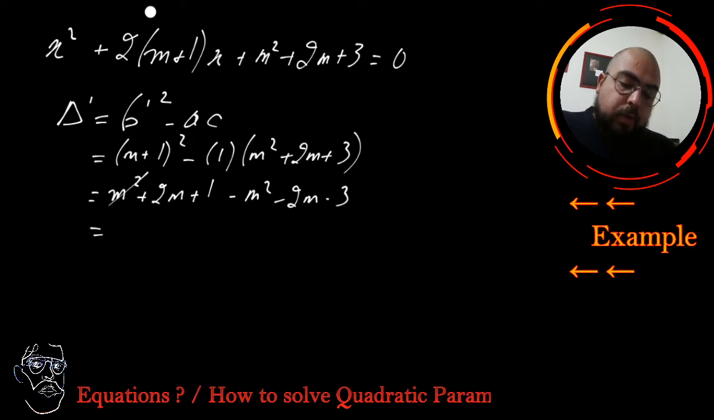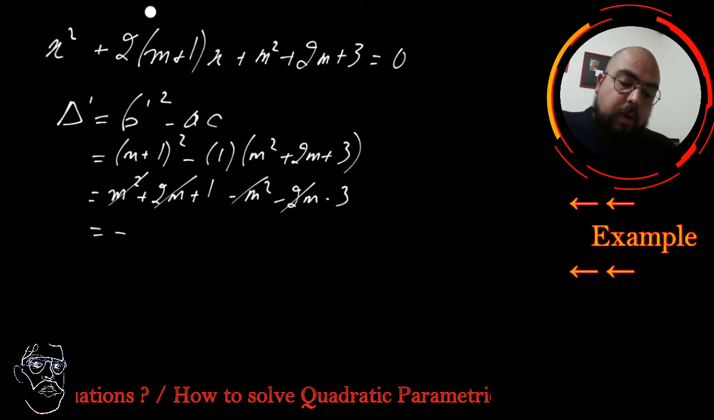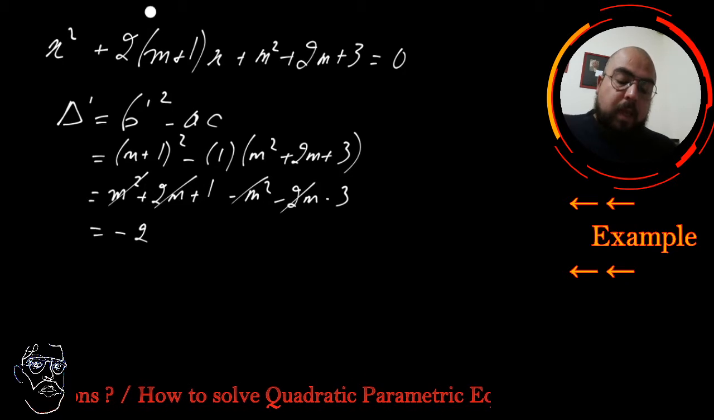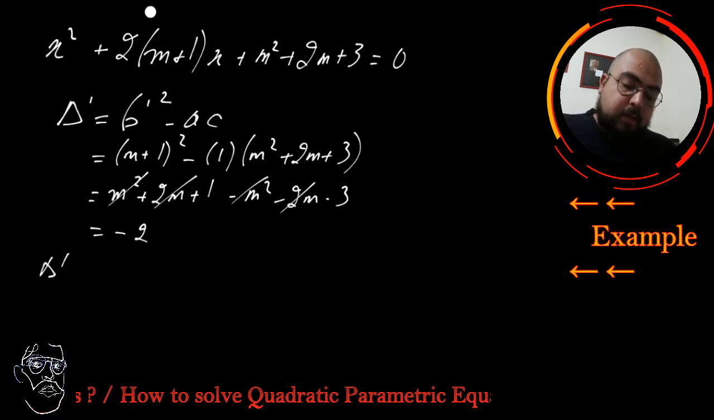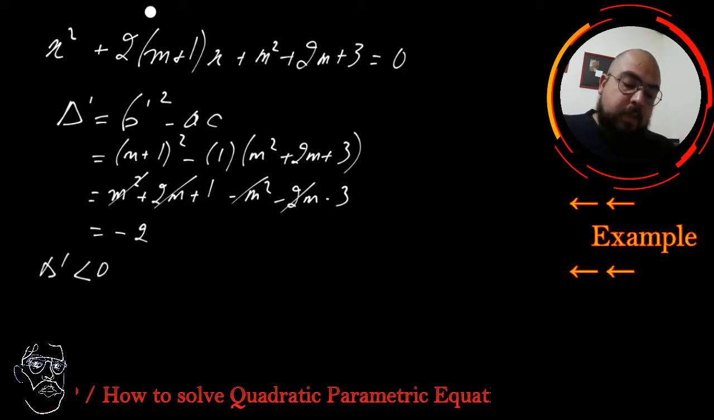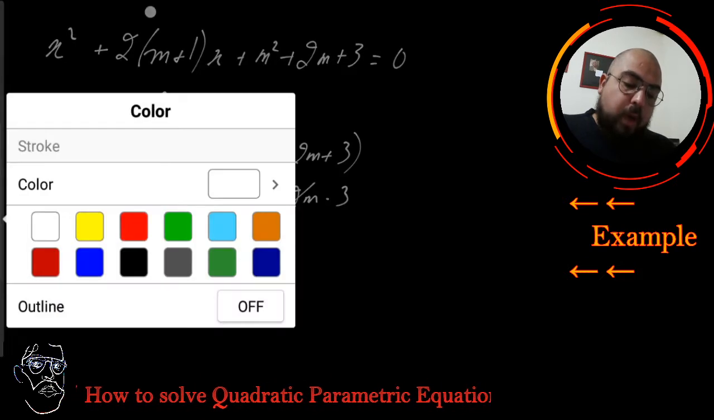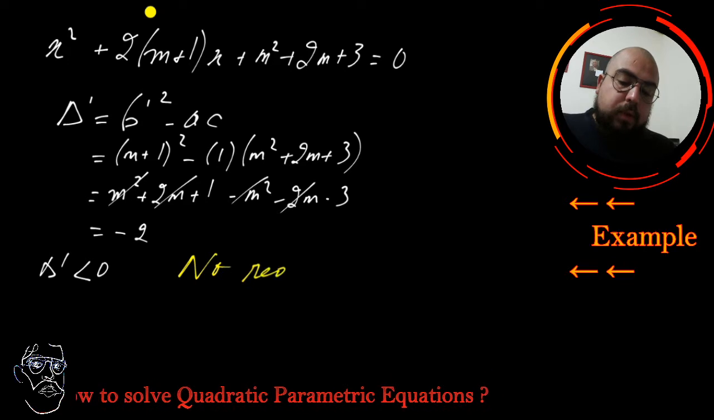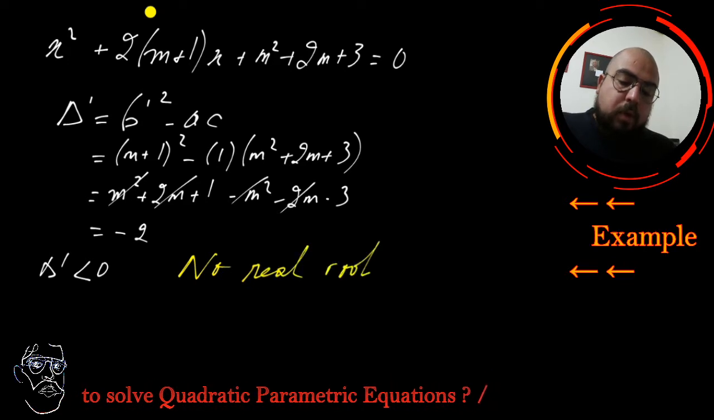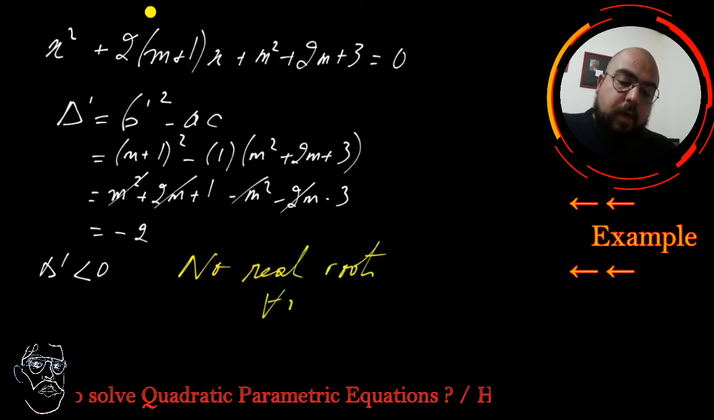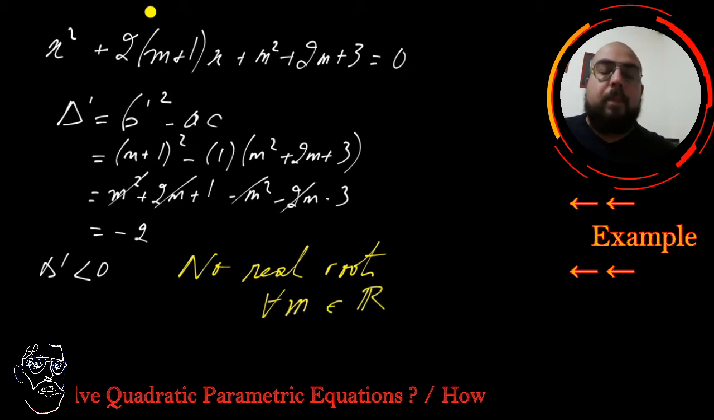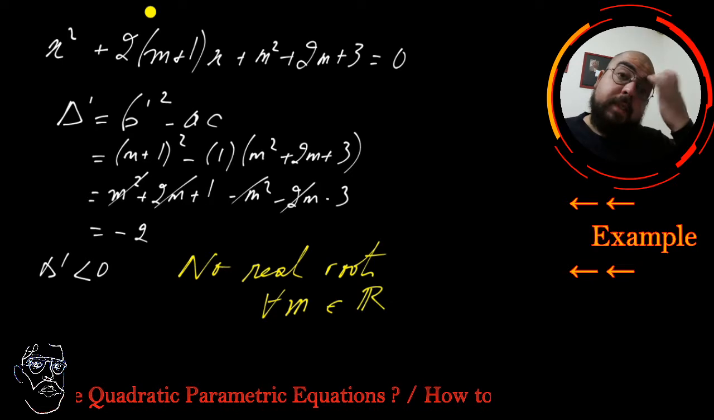So m squared minus m squared, they will cancel out. 2m minus 2m, they will cancel out. So whatever remains is a real number in this case, which is minus 2. Delta prime is negative. What does it mean? It means that this equation, no matter what the value of m, will have no real roots, no matter what the value of m belonging to the real numbers. All right? So this was the first example.